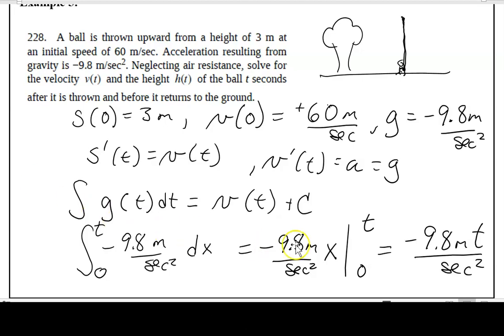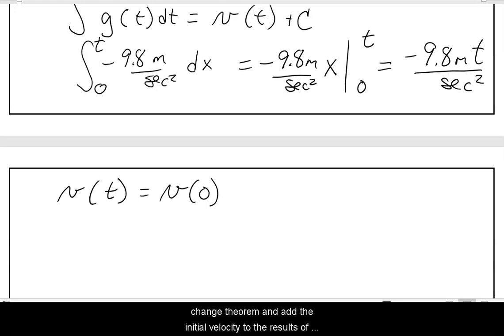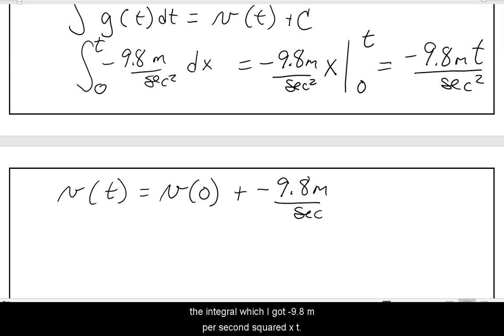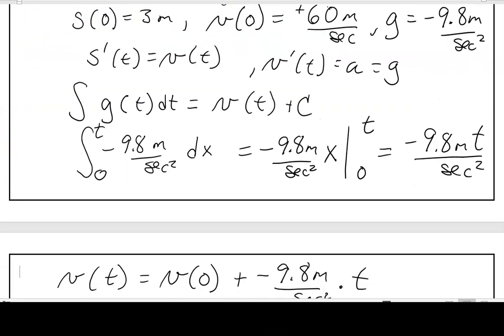If we think about it, time will have units of seconds, and 1 second here will cancel one of the 2 seconds in the denominator and leave me with meters per second, which is the unit for velocity. To find the actual velocity at time t, I need to take the net change theorem and add the initial velocity to the result of the integral, which I got as negative 9.8 meters per second squared times t. My initial velocity in the problem was given as 60 meters per second.